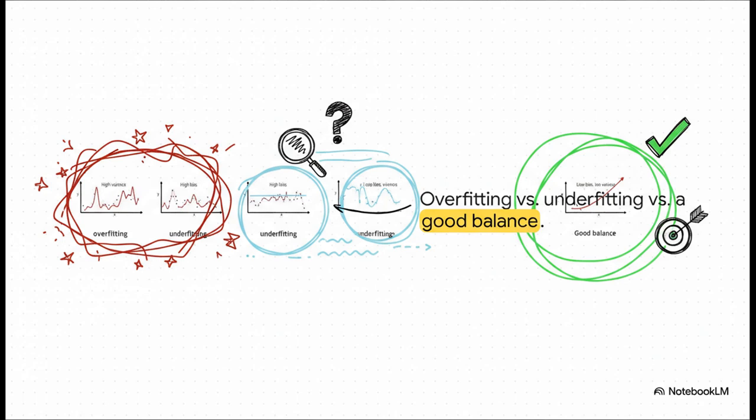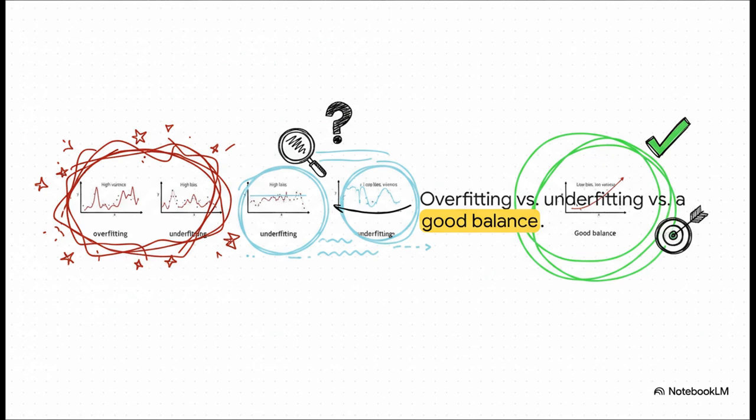This picture here shows the two big enemies of any good model. Over on the left, you've got overfitting. I love this analogy. Think of it like a student who just memorizes every single word in the textbook. They can ace a test if the questions are identical, but ask them something slightly different, they're lost, and has what we call high variance. It's just too fixated on the training data.